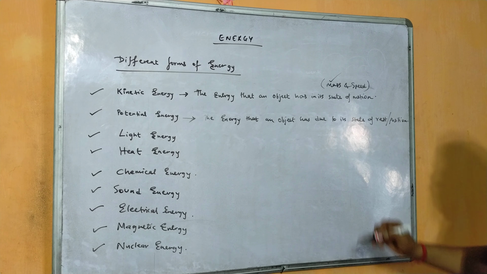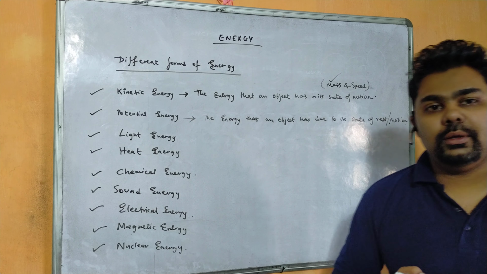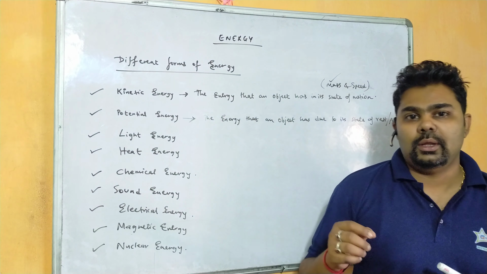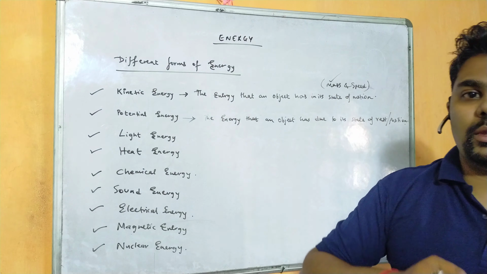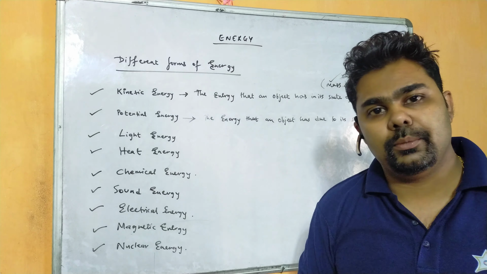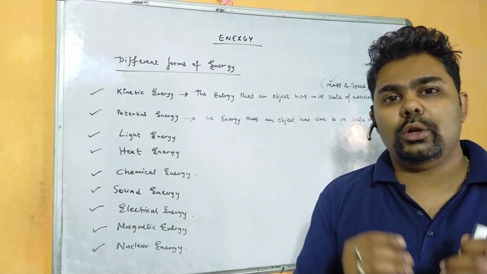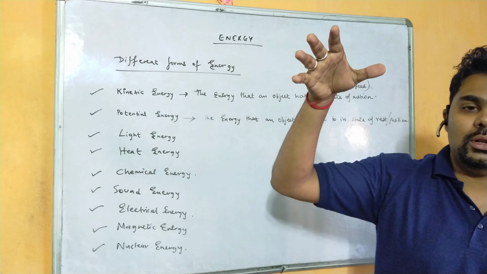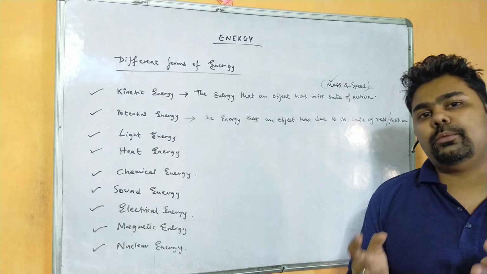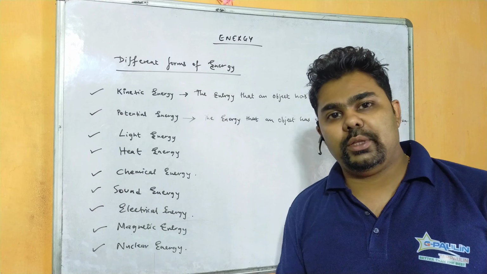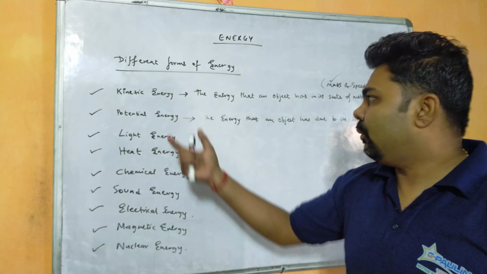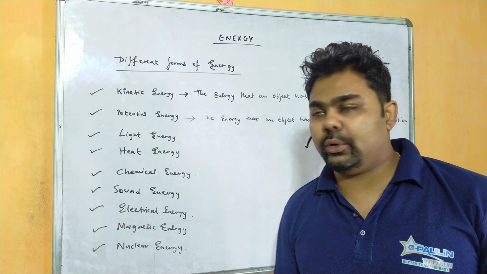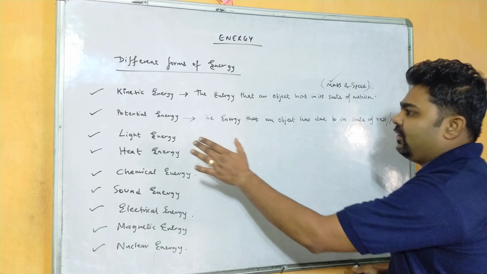Okay, so if the position, like you see, I have taken a ball to a building at maximum height from the ground, we say that the ball is acquiring potential energy. But as soon as I leave that ball, the ball will fall down due to the gravitational force of attraction. So that ball will be falling with kinetic energy. Okay, so this is the difference between kinetic energy and potential energy.